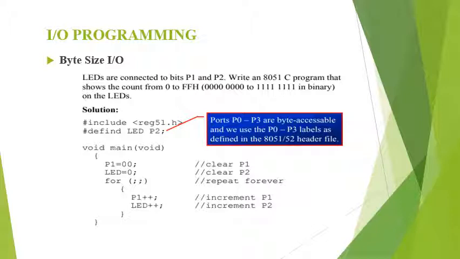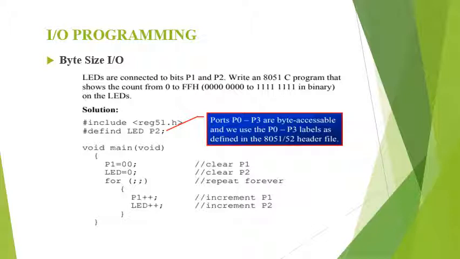We have used a label LED for port 2. The #define statement is used to assign a label to port 2, which is byte accessible. Then in the main function we have port 1 cleared and then port 2 is also cleared using the label LED.